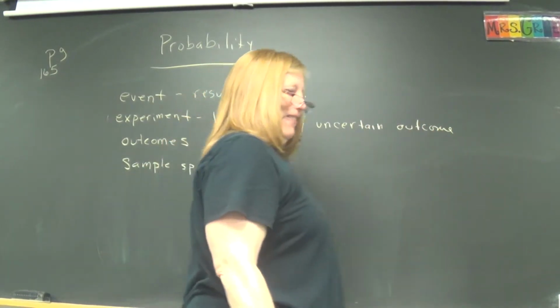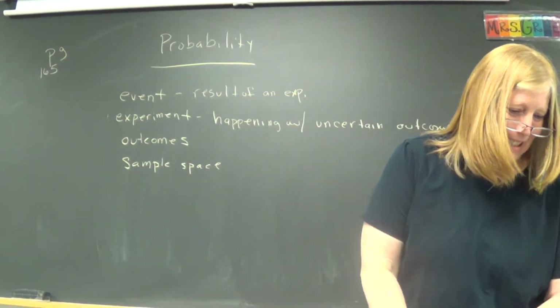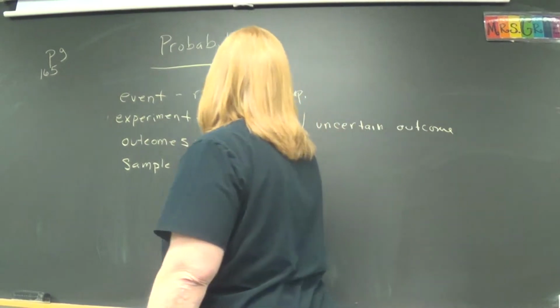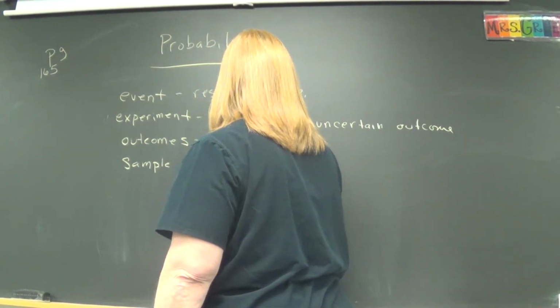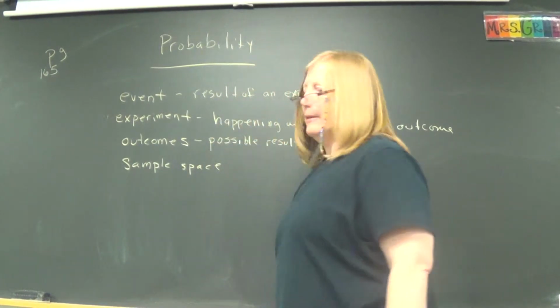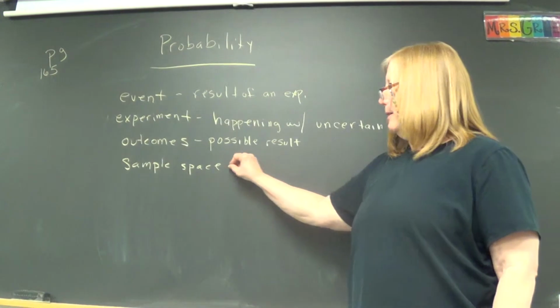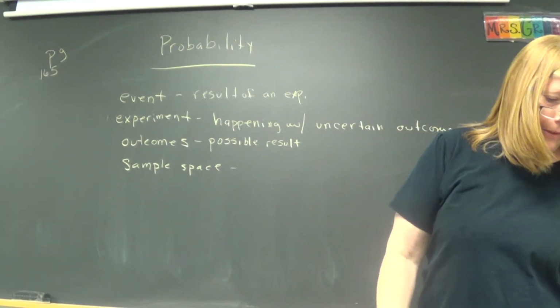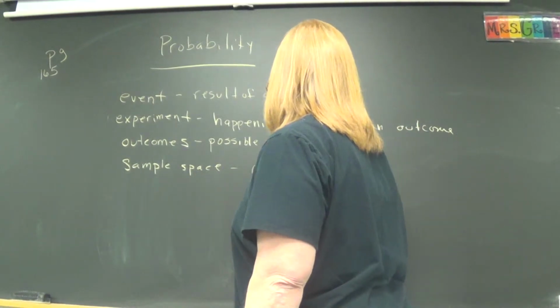All right, well, what's an outcome? You see how these definitions depend on one another? Yep, and an outcome is sort of what its name implies. It's just a possible result. Like when you flip a coin, an outcome could be heads. And the sample space is the one that I'm most interested in. It's all possible results.